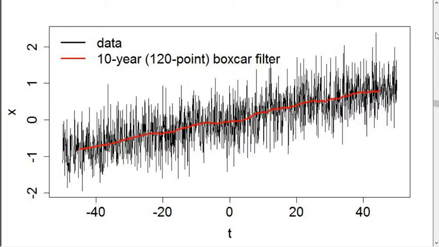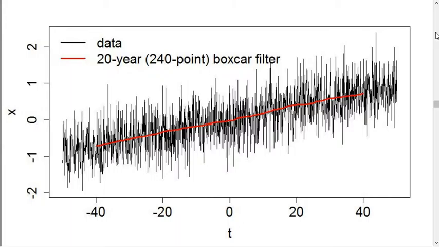We can even go up to a 20-year or 240-point boxcar filter, and now the smooth values shown by the red line really strongly resemble a straight line. So it really accomplishes the goal we set out to in the first place, which is to leave the signal unchanged, but to reduce the noise greatly.